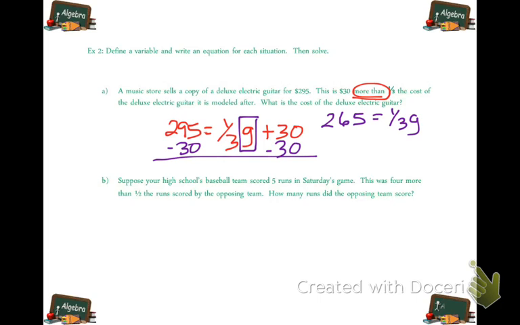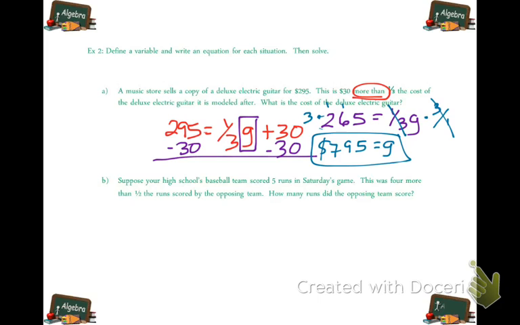Now, 1/3 is multiplying to G. To get rid of the 1/3, you're going to multiply by its reciprocal. So we are going to do 3/1. So it's multiplied by 3/1, or 3. So 3 times 265 is 795. $795 for the guitar.